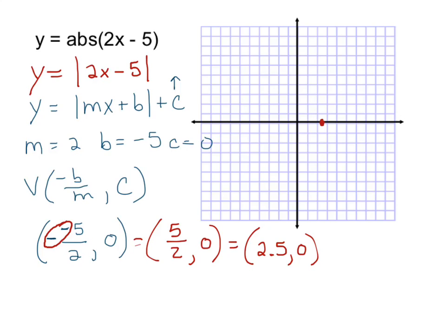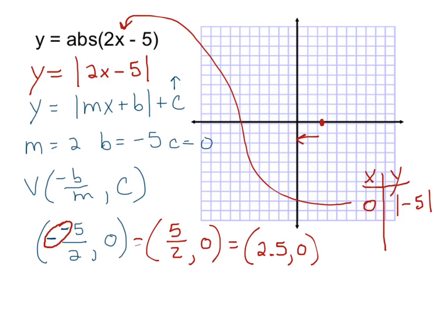Okay. Next, to find a point on either side of that vertex, we can just grab an x value and plug it into our equation. A good choice for x, we want it to be left of the 2.5, so I'm going to choose 0 for x. And so if we plug 0 into the absolute value, we get 2 times 0, which is 0, minus 5. We get the absolute value of -5, which is just 5. So 0, 5 is another point, it's right there on our graph.